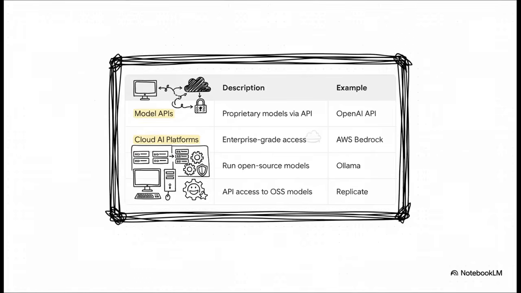And this access comes in a few different flavors. You've got your direct model APIs, like the ones from OpenAI, which are super easy to use. For bigger companies, you have cloud AI platforms like AWS Bedrock that offer more security and control. Then there's the whole self-hosted world, where you can literally download an open-source model and run it on your own computer. And there are even services that will host those open-source models for you.